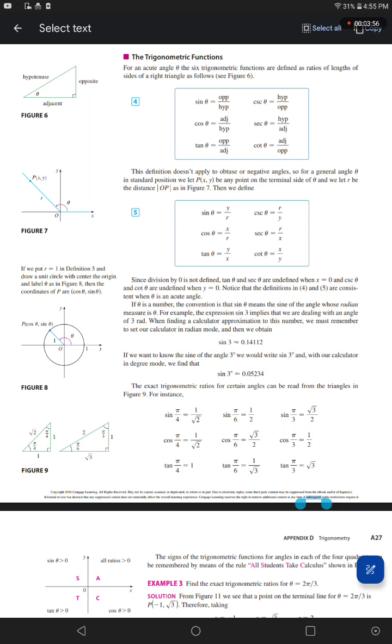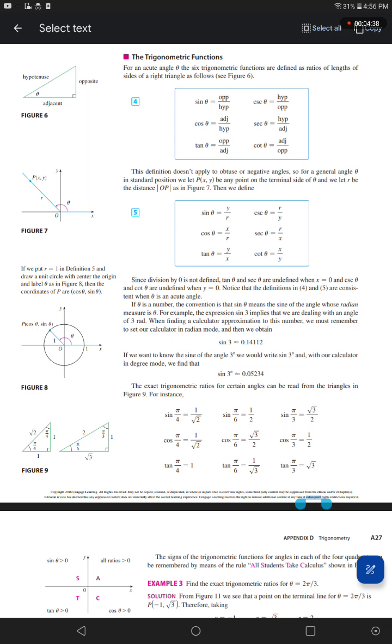Since division by 0 is not defined, tangent theta and secant theta are undefined when x equals 0, and cosecant theta and cotangent theta are undefined when y equals 0. Notice that the definitions in equation 4 and equation 5 are consistent when theta is an acute angle.